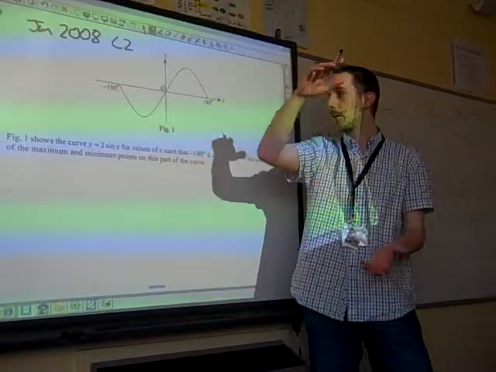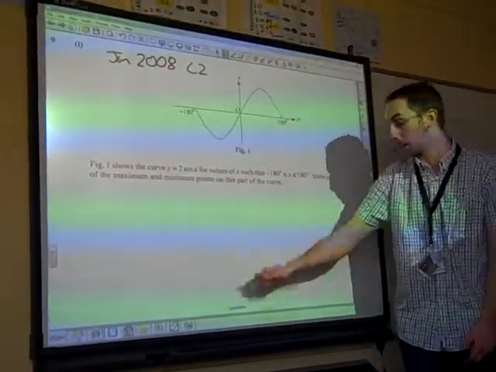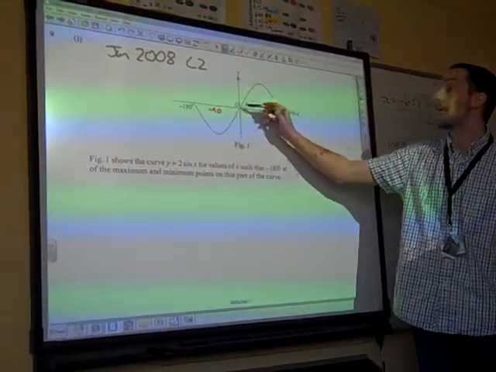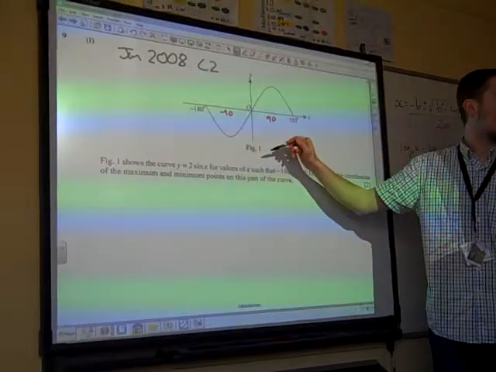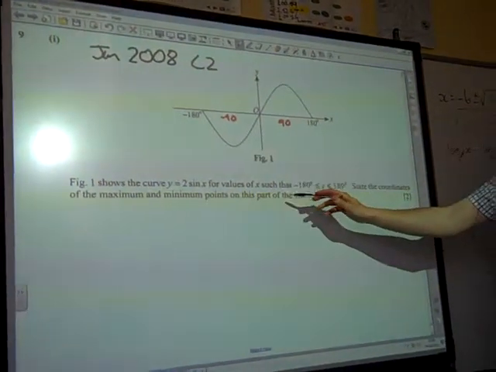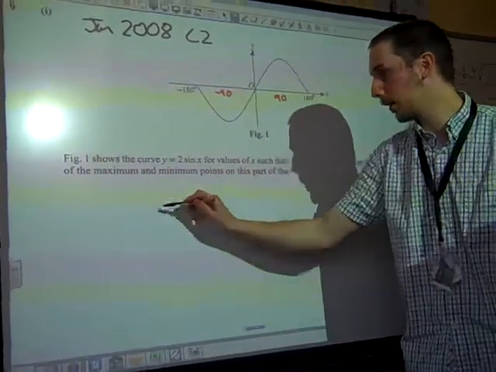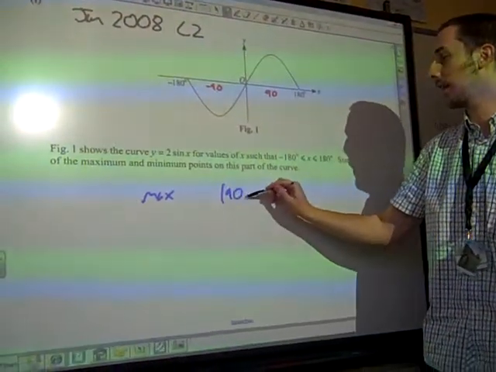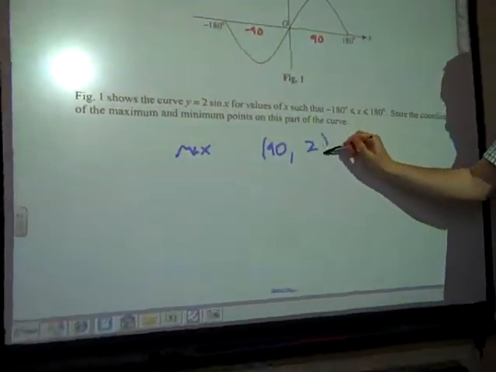Okay. So we've still got the points here at plus 90 and minus 90, but instead of being at plus 1 and minus 1, they're now at 2 and minus 2. So the maximum value, the maximum point is at 90 and 2.